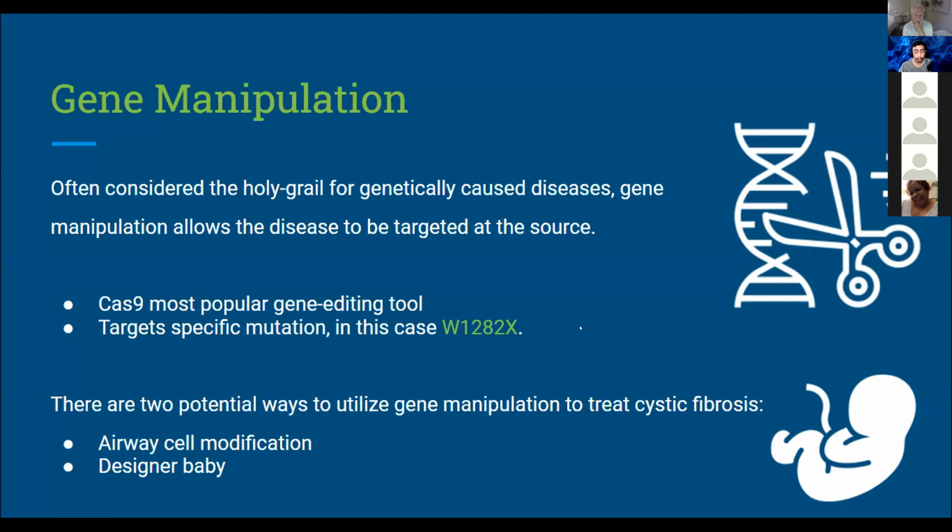And there's two ways to go about this. One is treating the airway cells in existing patients. And this works, but due to the slow reproduction rate of airway cells, it's not super effective. The second way is actually to correct the mutation at a very early stage in embryonic development. This is known commonly as creating a designer baby. And it leads to an adult human with no cystic fibrosis present in any cell in the body. So essentially a cure.